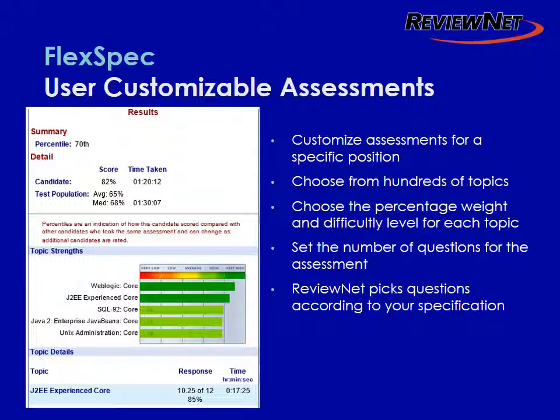Here you see an example of a FlexSpec that includes topics for WebLogic, J2EE, SQL, Java, and Unix administration all in one test. You can choose the technologies you want from a list of hundreds of topics, decide the number and level of difficulty for the questions you want dedicated to that topic, and ReviewNet will dynamically select the questions and create the assessment. ReviewNet also stores the custom assessment so you can reuse it for multiple candidates.